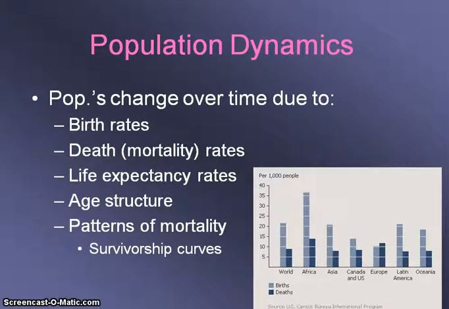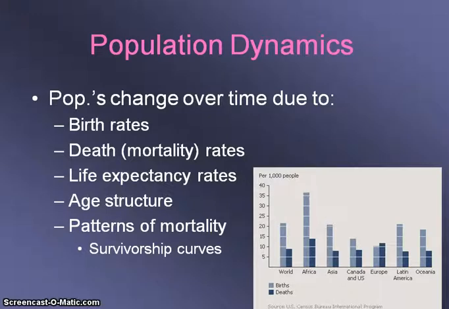Population dynamics refers to things that can change in a population over time. So we're looking at things like birth rates, which in the U.S. would be about 4 million a year. Death or mortality rates, again in the U.S. about 2.4 million a year.